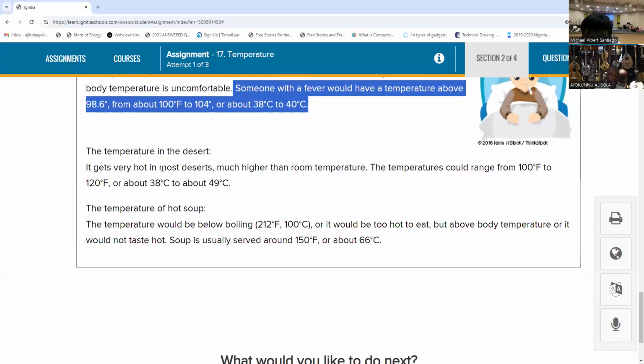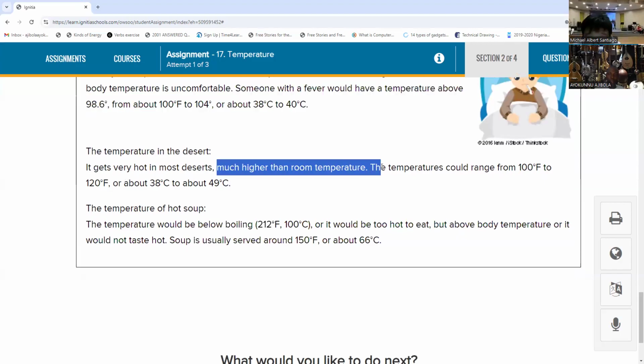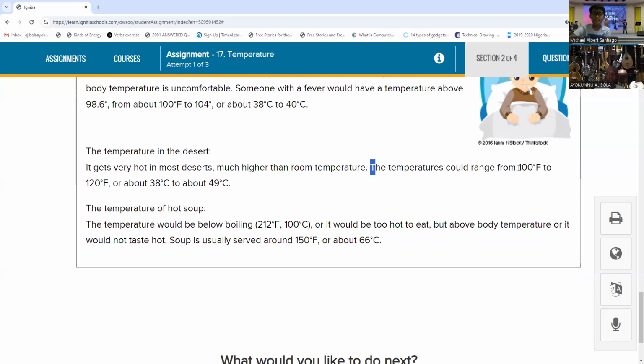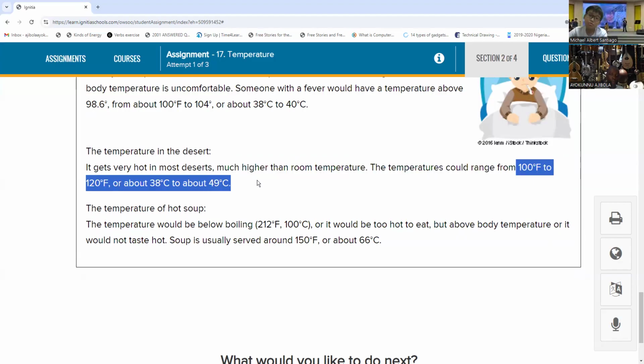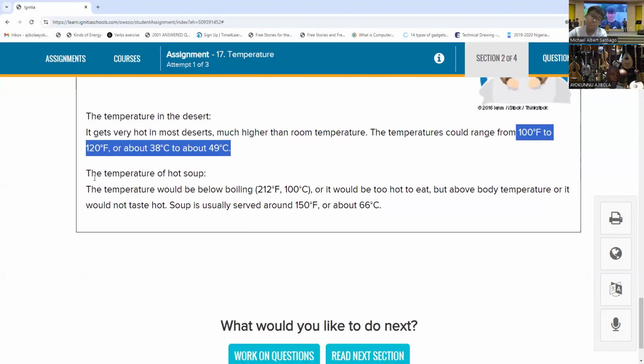Temperature of the desert: it gets very hot in the desert, much higher than the room temperature. So it will range from 100 to 150, which is about 38 to 49 Celsius, 100 to 120 Fahrenheit.